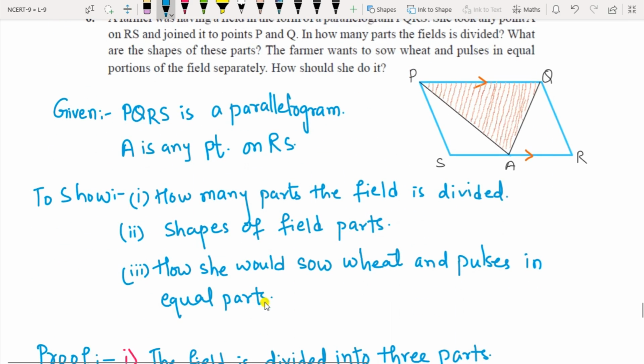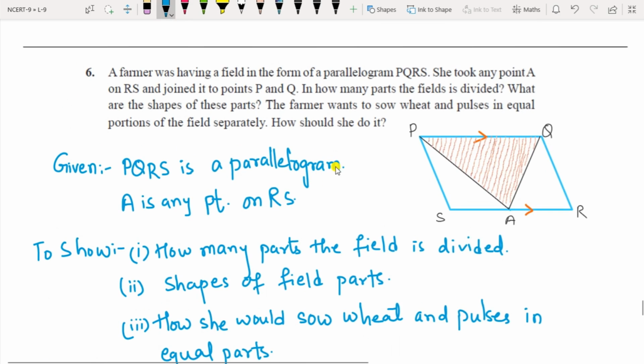Question 6 is here. A farmer was having a field in the form of a parallelogram PQRS, and she took any point A on SR and joined it to P and Q here. Now in how many parts the field has been divided? You can see it is divided into 3 parts, right? What are the shapes of the field? Then they are triangle. The farmer wants to sow wheat and pulses in equal portion of the field. How should she do it?